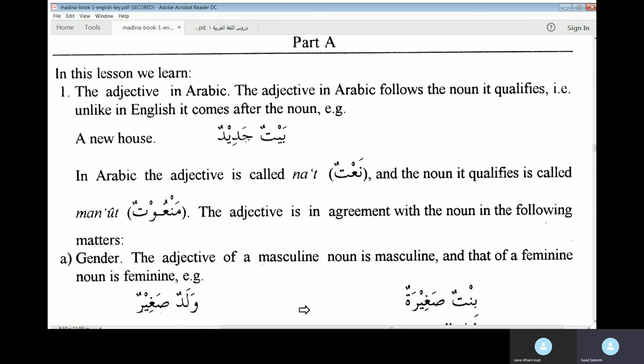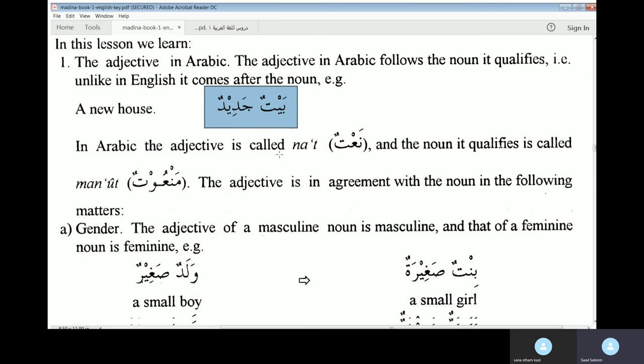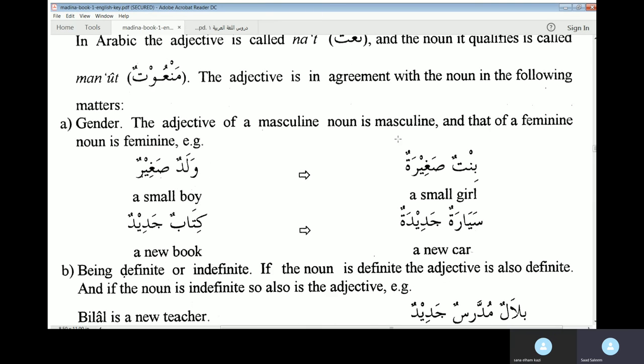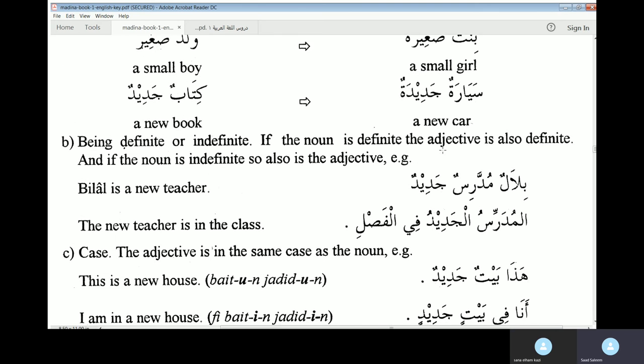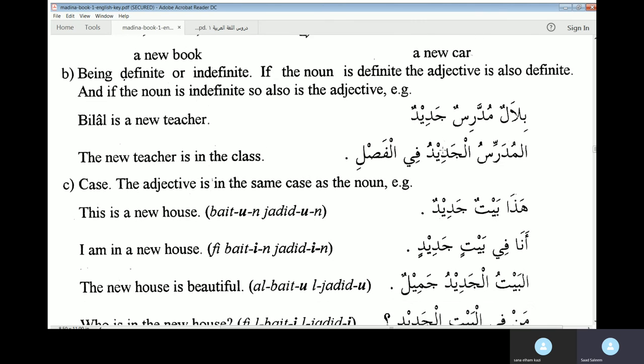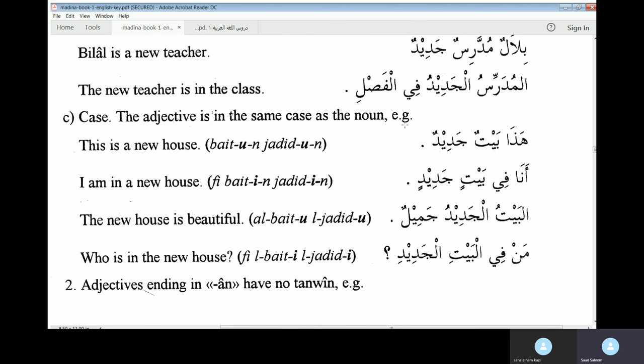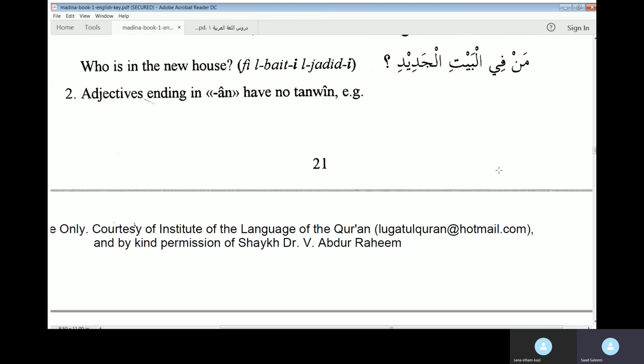First thing, the adjective is called naat, and the noun about which the naat is said is called manut. So manut always comes first, and naat always comes after the manut. Baitun jadidun. You see that manut comes first and naat comes after manut. Second, the gender of both naat and manut should be the same. Definite or indefinite should be the same, and the case vowels of both should be the same. Everything should be the same.